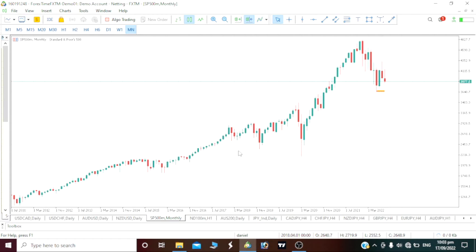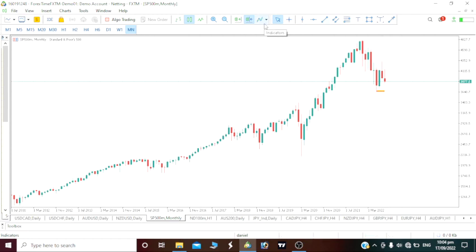Let's take a quick look at our analysis on this S&P 500 for the week. By the way, I wanted to actually stay to the end because we would be analyzing from the monthly time frame down to the 1 hour time frame. We'll tell you how to take the trade and why we will be taking such trades.